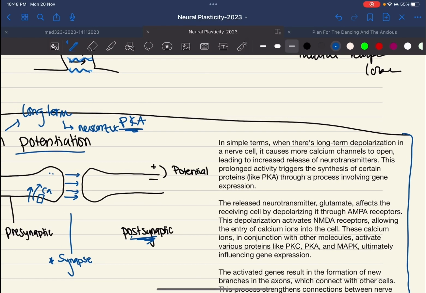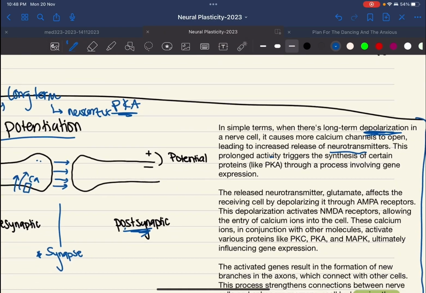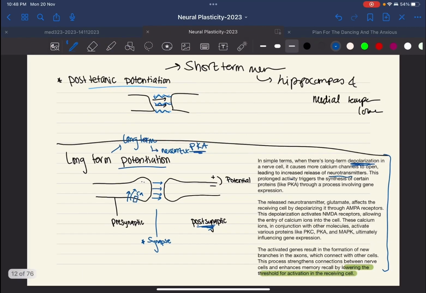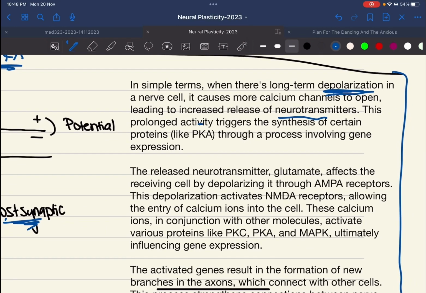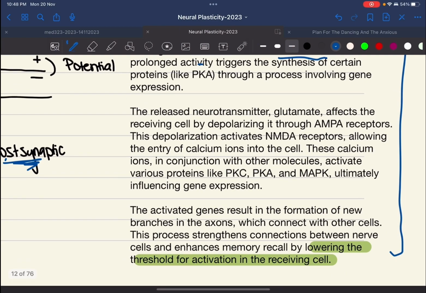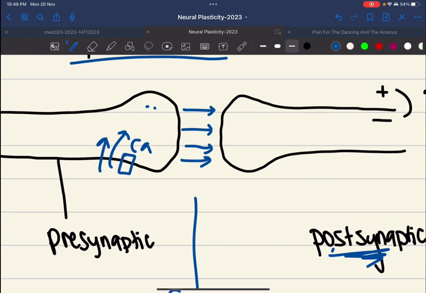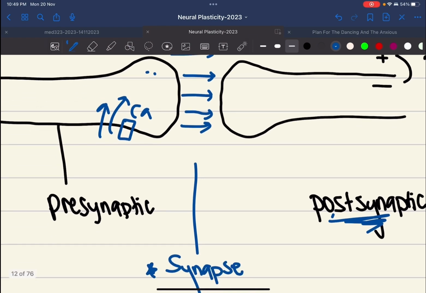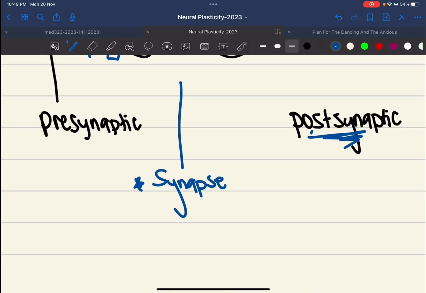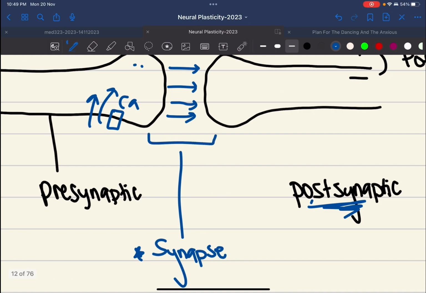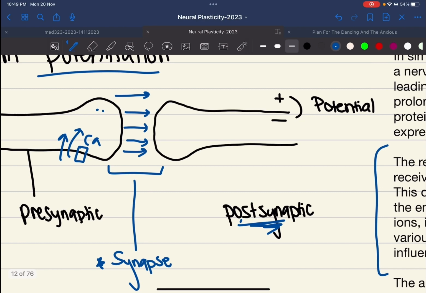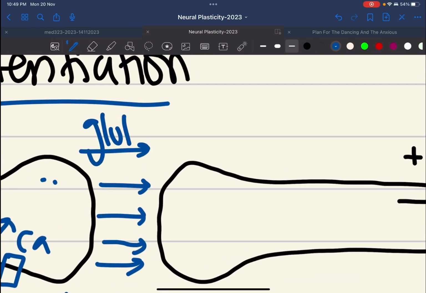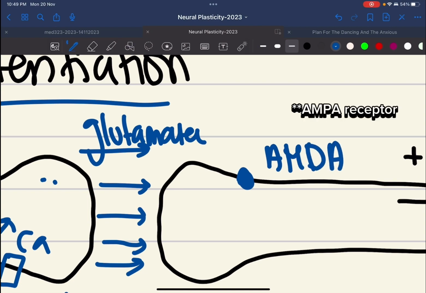You have prolonged depolarization. And this leads to the release of more neurotransmitters, which is easy to gather since we already know how this normally happens. So let's continue. This prolonged activity triggers the synthesis of certain proteins through a process involving gene expression. So this is basically it, just going into more detail. When you have more calcium going in and you have more signals being transduced, you are strengthening the synaptic connection. You have a really strong connection here. And this connection is strengthened even more when we have glutamate, which is one of the neurotransmitters, binding to the AMPA receptor.